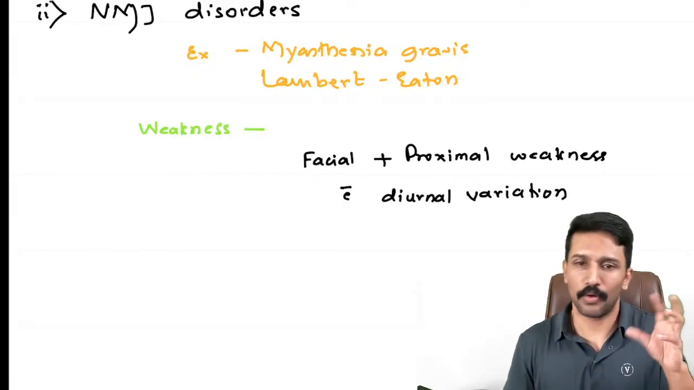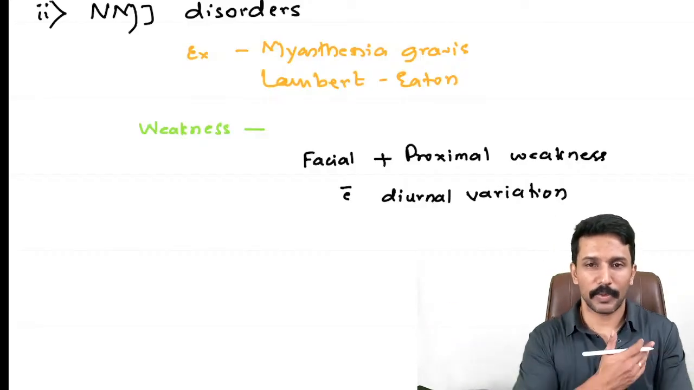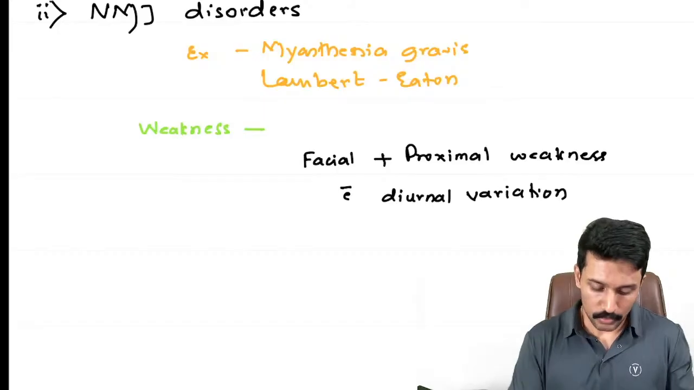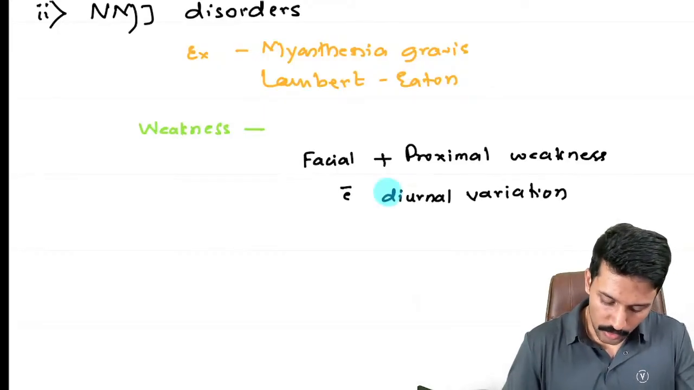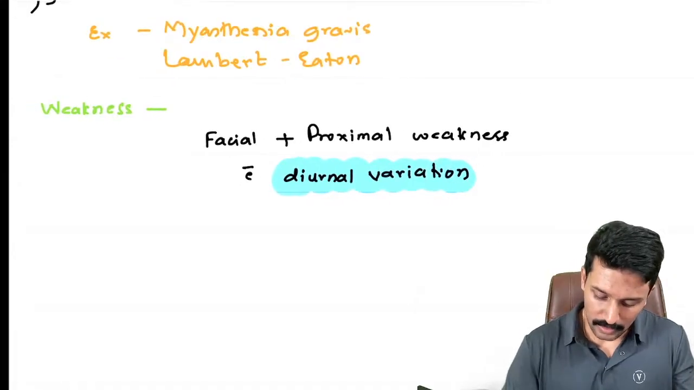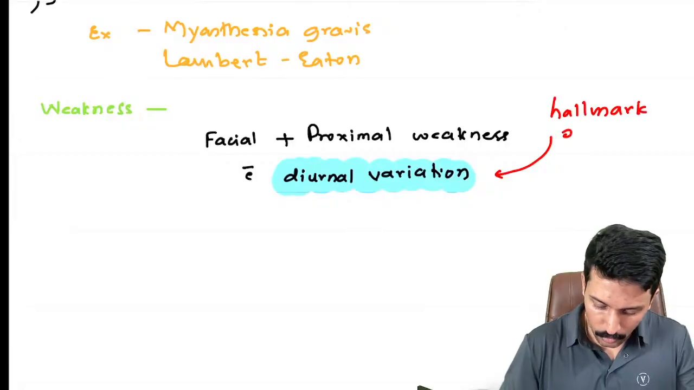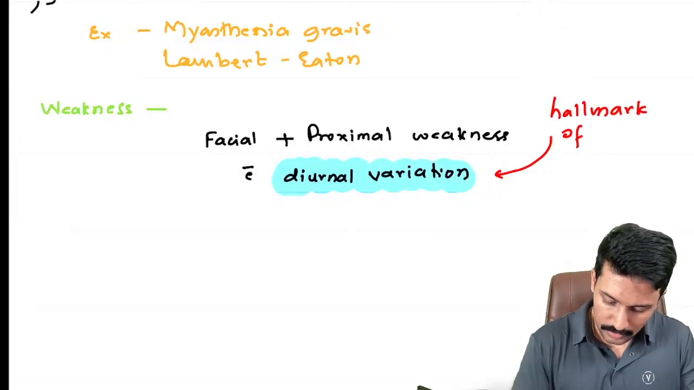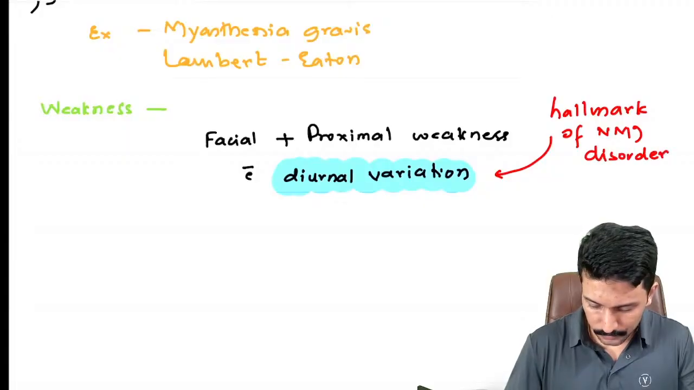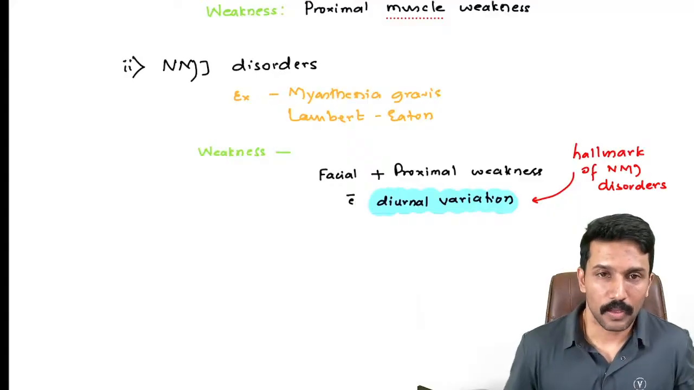Muscle disorders, it is same. Morning, afternoon, evening, it is same. Stroke, morning, afternoon, evening, it is same. Cut the spinal cord, morning, afternoon, evening, it is same. It does not show variation within a day. So this diurnal variation is what we call the hallmark of neuromuscular junction disorders, because we don't see that in any other condition. Hallmark of NMJ disorders. Okay, so that's about the neuromuscular junction disorders.